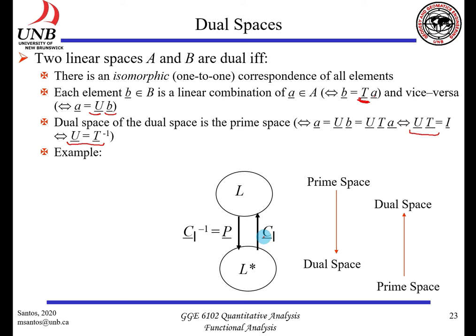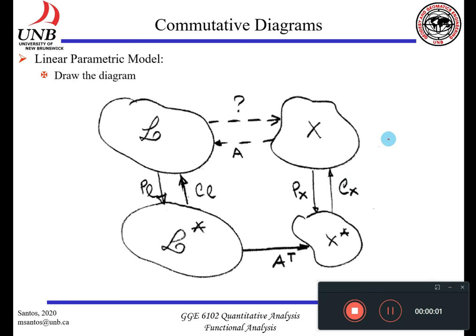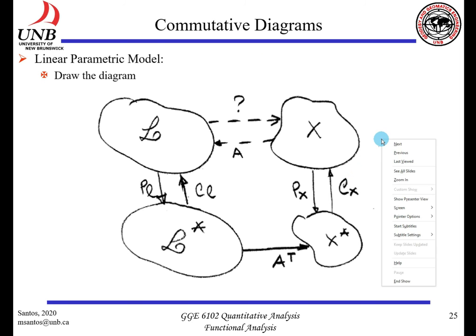This property now allows us to build what we call the commutative diagrams. A rule to work with commutative diagrams is that we start from the point of arrival and work backwards, and we must not commute operators. It's commutative because it doesn't matter the direction that you go through, the solution is always going to be the same. We are going to look at the commutative diagram.